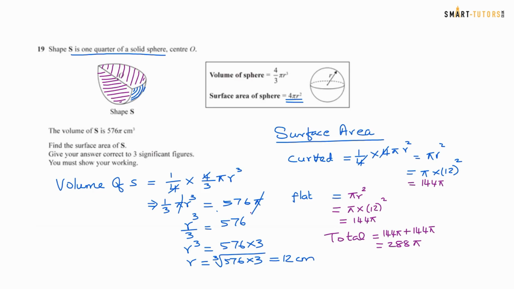288 times pi, which is equal to 904.77. So you're going to answer here 904.77 centimeters squared, but they're asking for 3 significant figures. So 1, 2, 3, the fourth one is 7, so it will round up, so 905 centimeters squared. So that is our final answer.